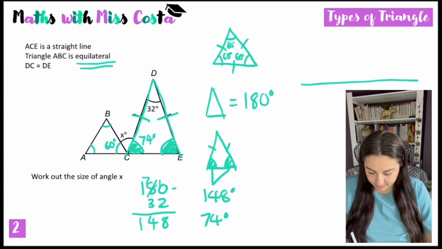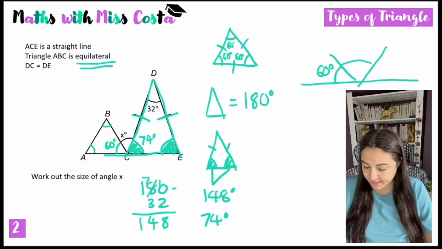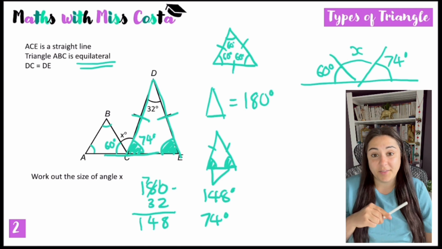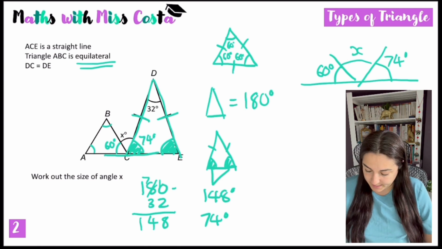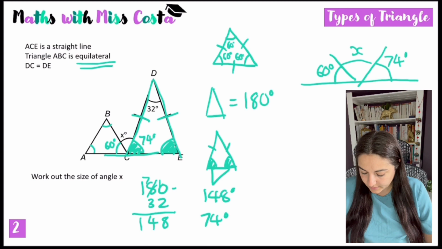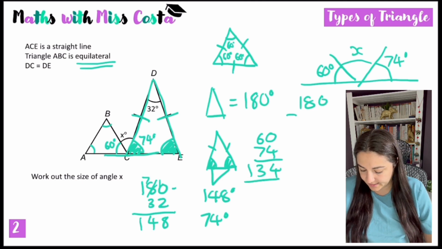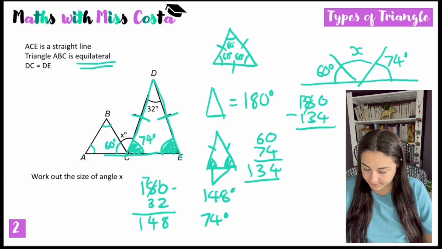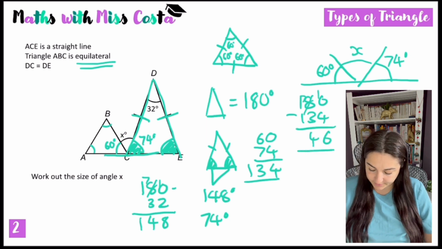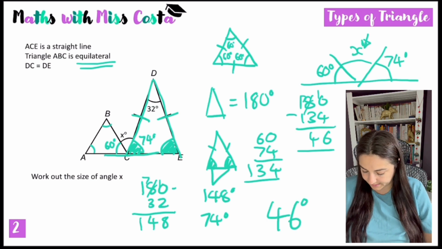Now I've got a straight line here with that angle that I've worked out from the equilateral triangle. I've got my missing angle X, and I've got this angle here that I've worked out as 74 degrees. I know that angles on a straight line add to make 180 degrees. So 60 plus 74 gives me 134 degrees, and 180 take 134 gives me 46 degrees. So therefore, this missing angle here must be 46 degrees.